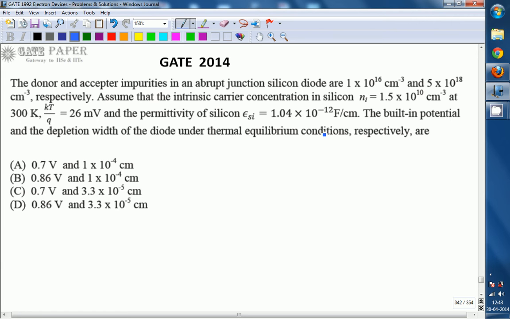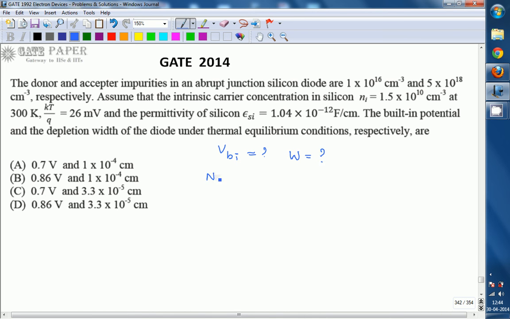Assume that the intrinsic carrier concentration in silicon at room temperature is given, and the Vt value, that is kT by q, the thermal voltage, is also given. The permittivity of silicon is also given. We are going to calculate the built-in voltage VBI and the width of the depletion region under thermal equilibrium condition.